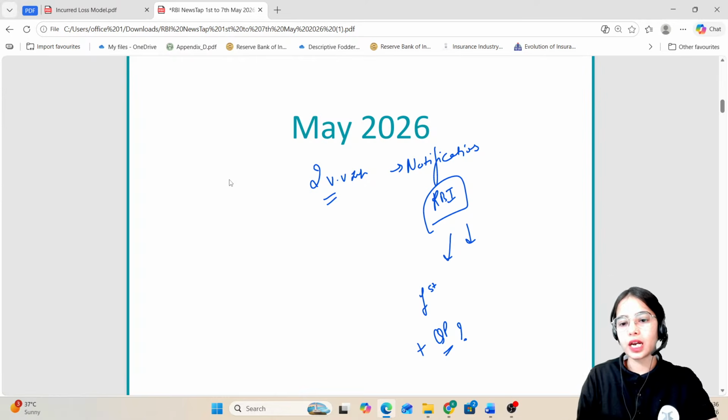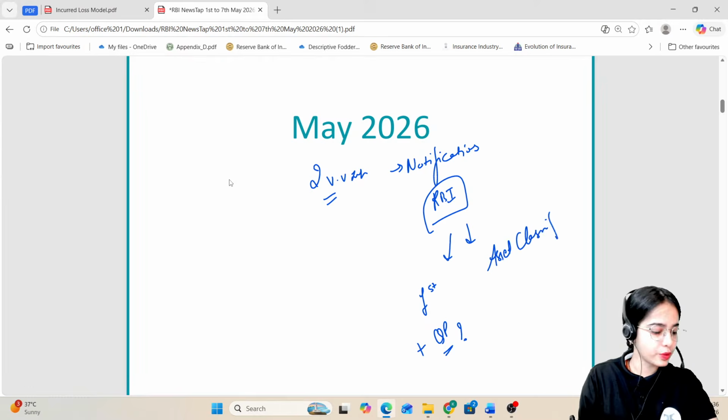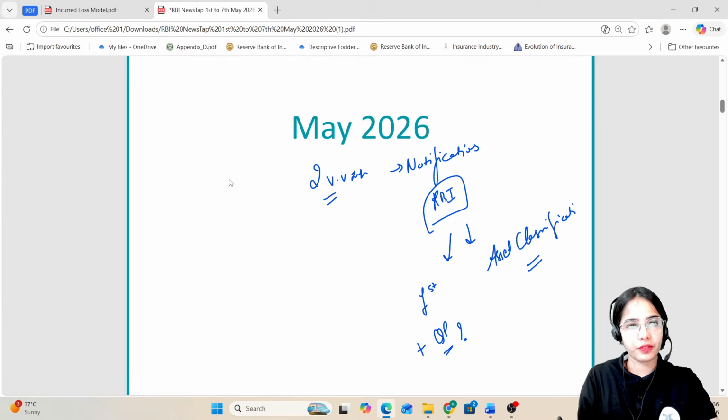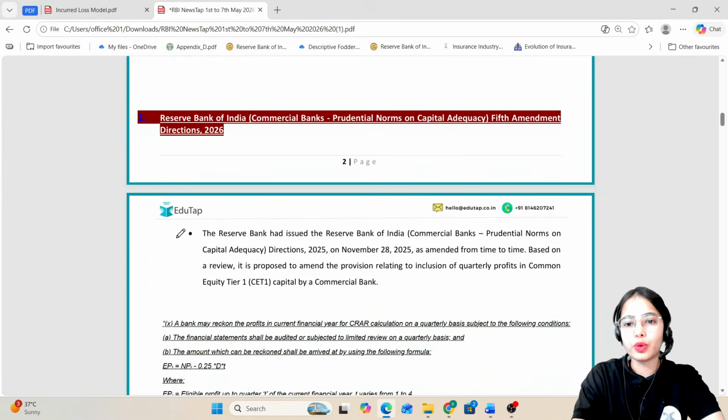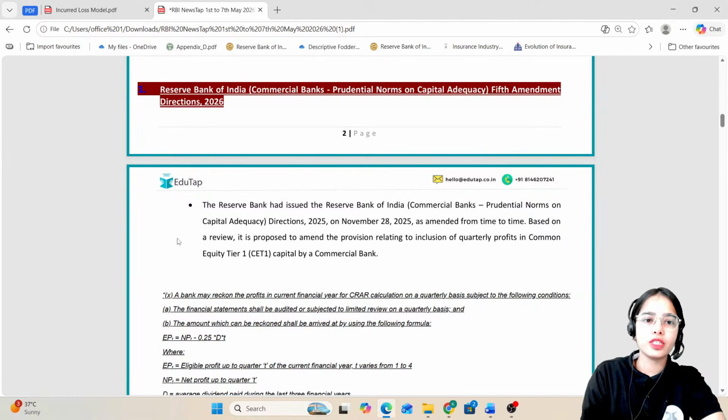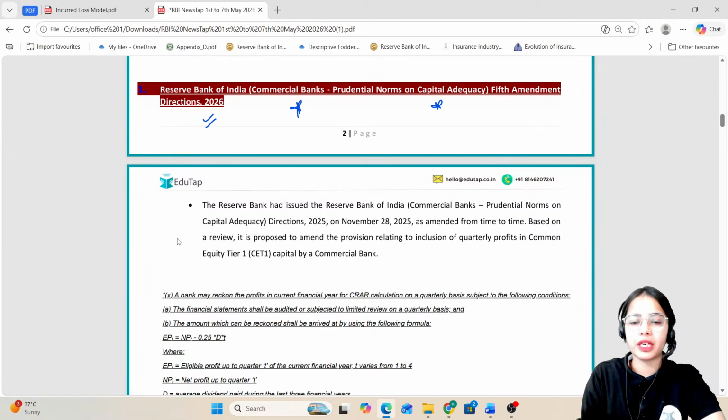In the second news article we will discuss asset classification. These are the two notifications that we have to discuss. The first one is regarding the RBI Commercial Banks Prudential Norms on Capital Adequacy, Fifth Amendment Directions 2026.